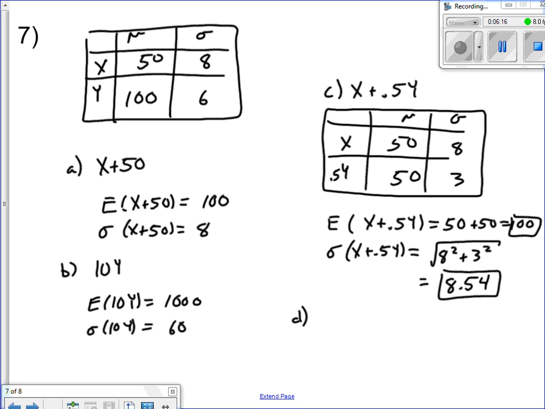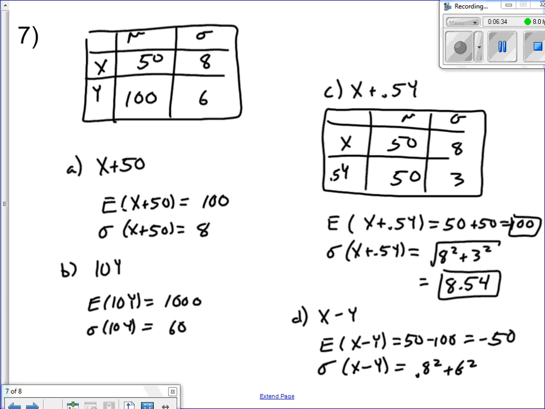For D, x minus y. So we're going right back to the original table. So the expected value of x minus y, 50 minus 100, negative 50. And even though we're subtracting these variables, we're still combining them, which means we need to add variances, and that's going to be 10.